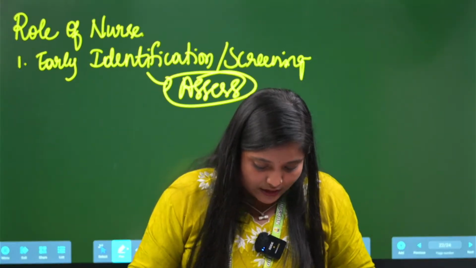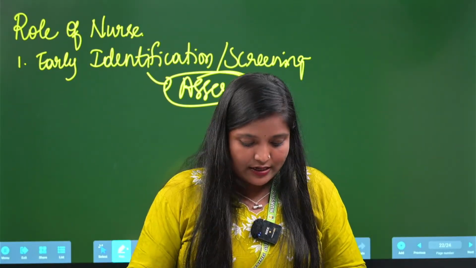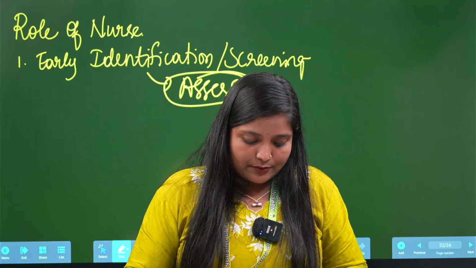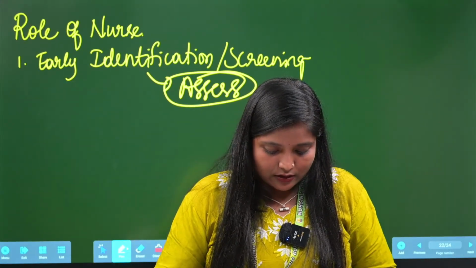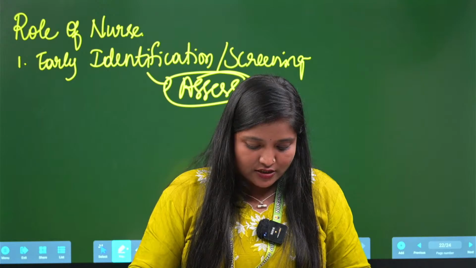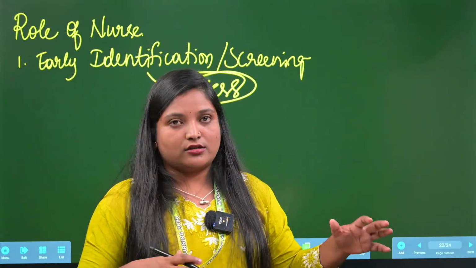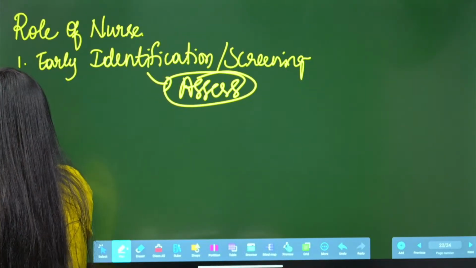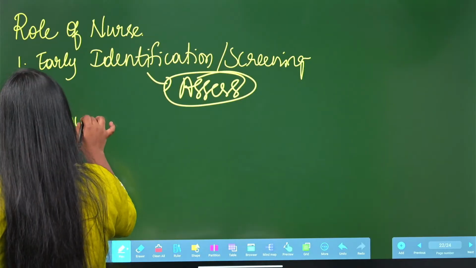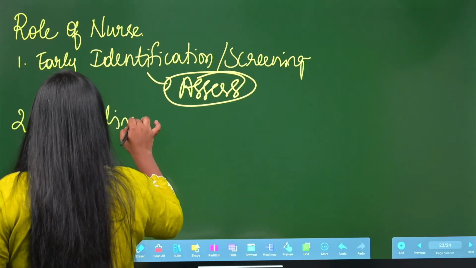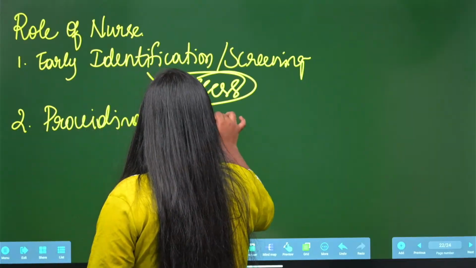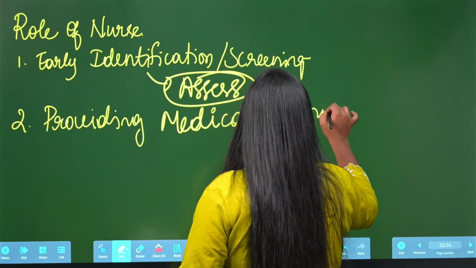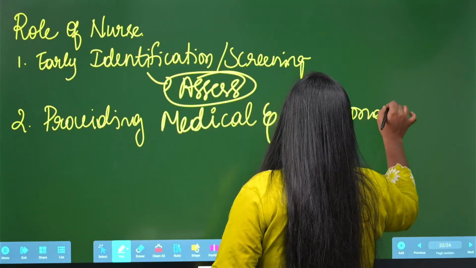Next one is providing medical and emotional support. Offer first aid, emergency care and mental health support to abused people. By empathetic, non-judgmental help, patients feel safe and believed by the nurses. So the next one is providing medical and emotional support.